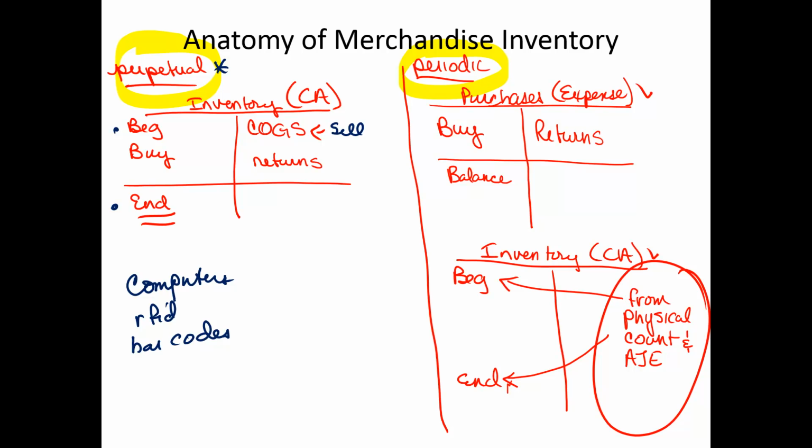Whereas if we don't have computers, RFID tags, or barcodes, periodic inventory is the way, and that's where we physically have to track our inventory. So notice that the inventory account, the current asset account, only contains the beginning and ending inventory, which were determined because we physically took an inventory count and made the adjusting journal entry to get that physical count in as a current asset. During the period, we have an expense account known as purchases that tracks the buying and the returning of inventory.